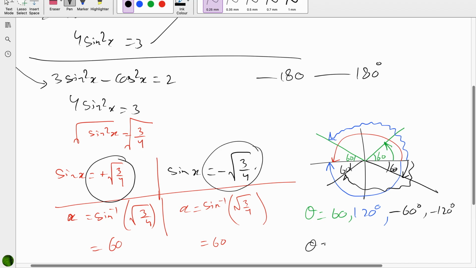Last step, we can rearrange in order. Okay, let me completely remove this. So this is minus 120, minus 60, plus 60 and 120. These are the four angles for which sine x is equal to plus minus square root 3 by 4.